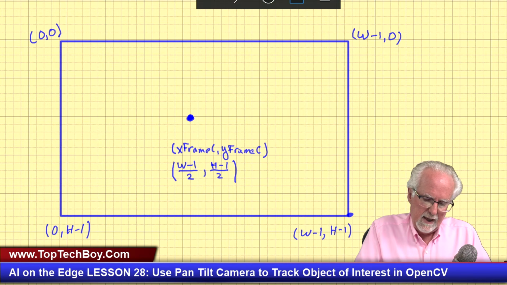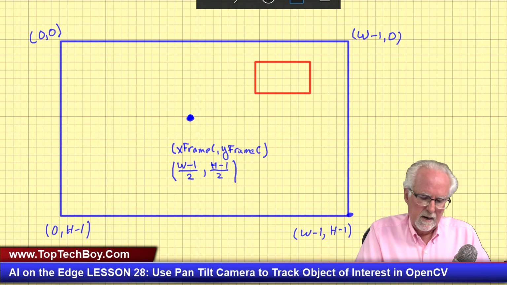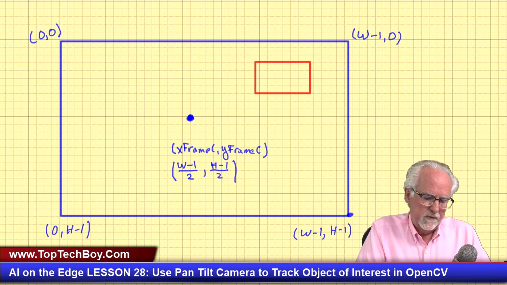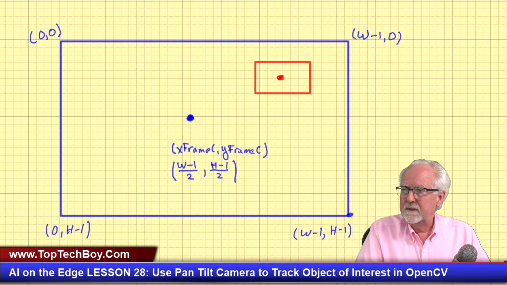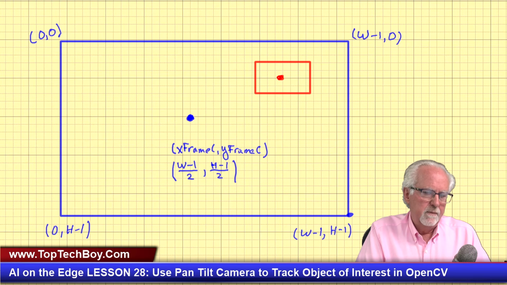We are going to have a box. Let's just say this is the box up here. Now, what is our problem with that box? The problem is the center of the box is not at the center of the frame. So what would the center of the box be?